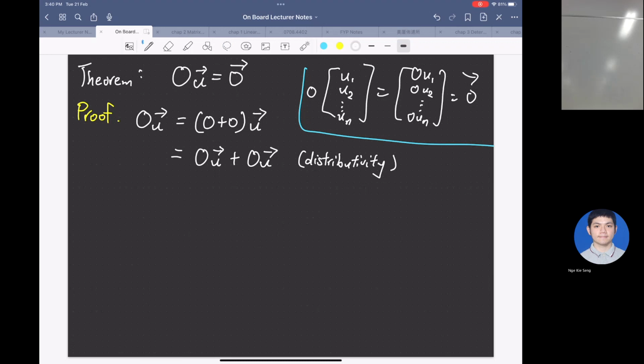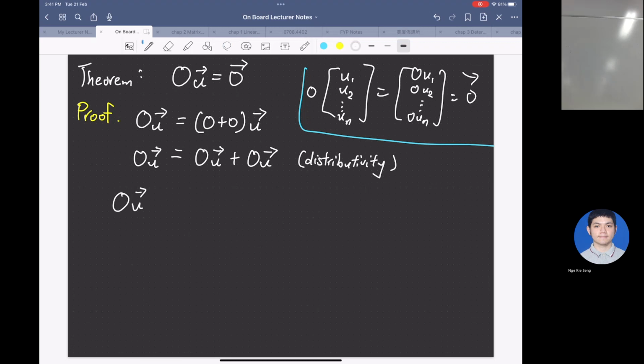Again, you get 0u equals 0u plus 0u. What can you do next? No, you cannot just move 0u across. We don't have that operation. We don't have an operation that lets you just move something to the other side for now. We only have the 10 axioms. You have a vector here and you want to make one vector disappear. What do you have? The negative of a vector.